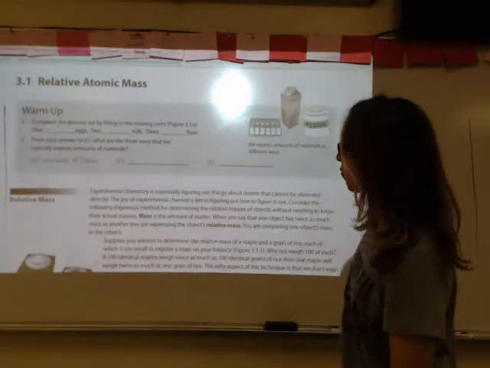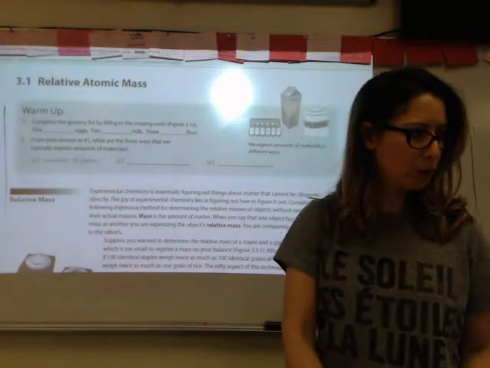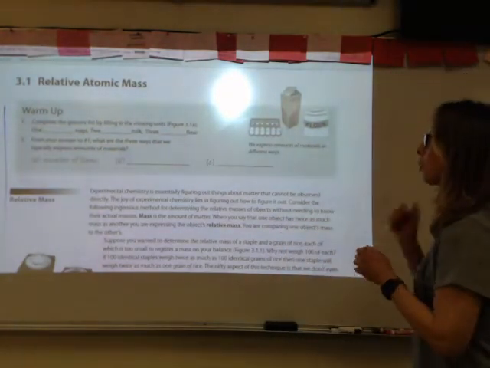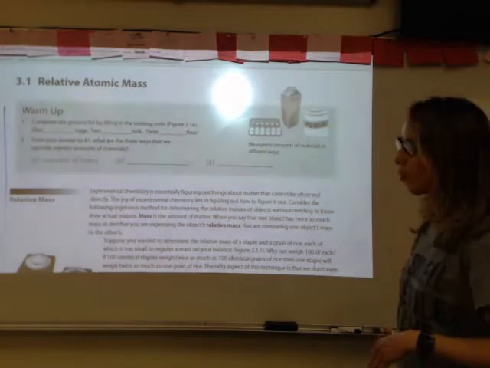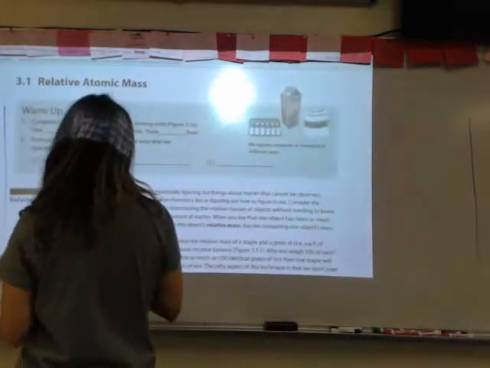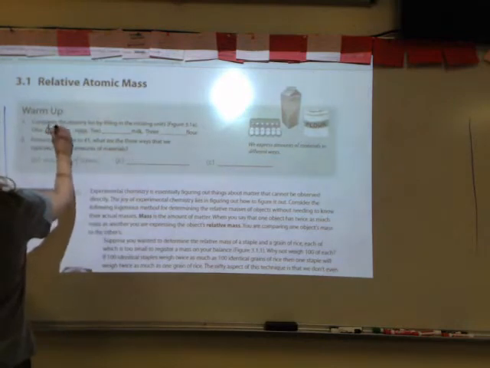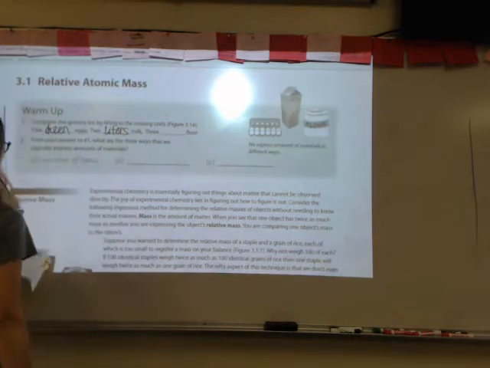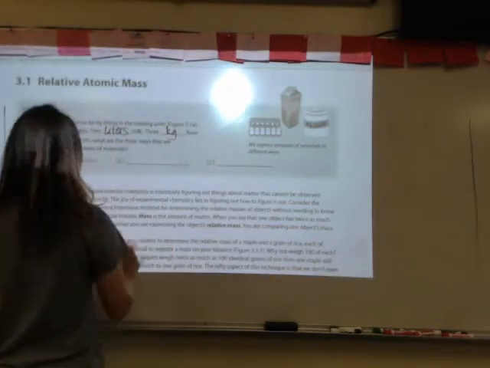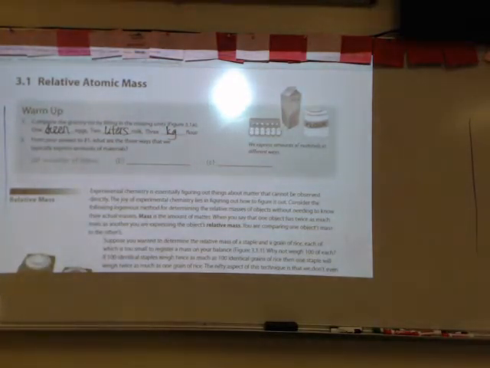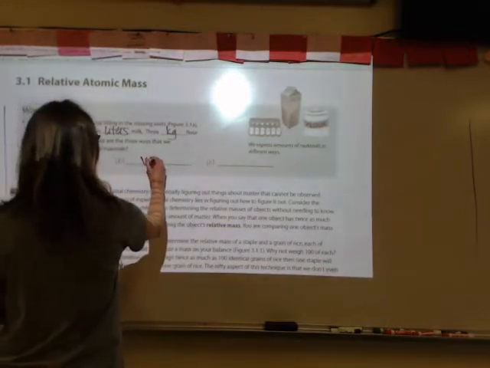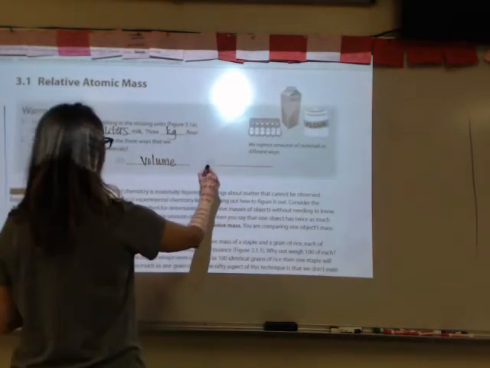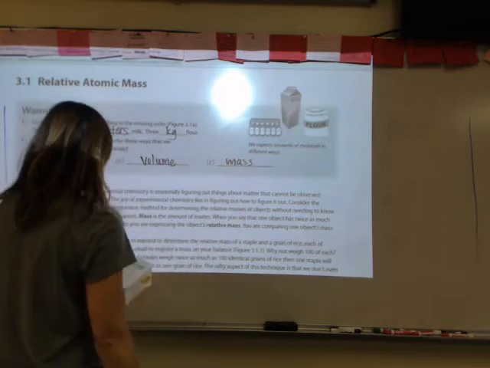All right, we are on relative atomic mass. If you take a look at the warm-up, it says, complete the grocery list by filling in the missing units. Okay, so you have a dozen eggs, 2 liters of milk, and 3 kilograms of flour. From your answer in number 1, what are the 3 ways that we typically express amounts of materials? Well, we have the number of items, we have volume, which is liters, and we have mass, which is kilograms.